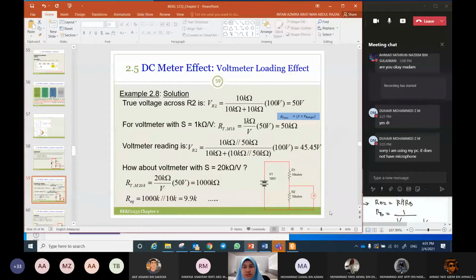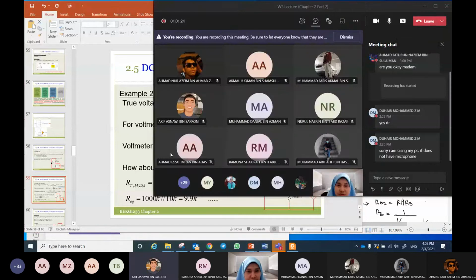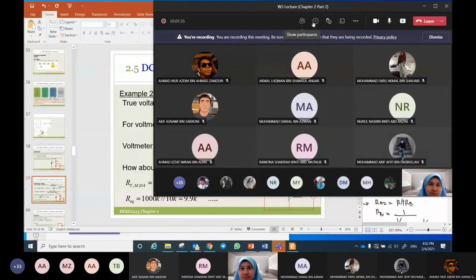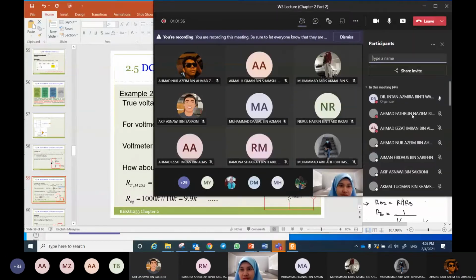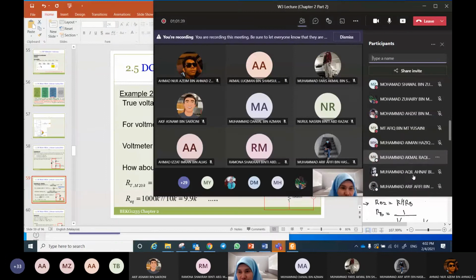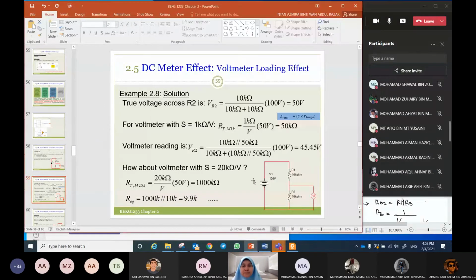The new R equivalent here becomes, siapa yang mencari mangsa? Nak cari mangsa ni. Bawah-bawah sikit lah pula. Akil Ahnaf. Ya, ada. Suka. Akil Ahnaf suka sebenarnya.